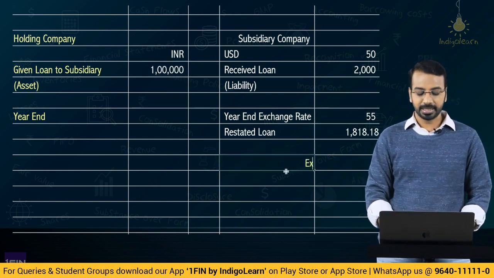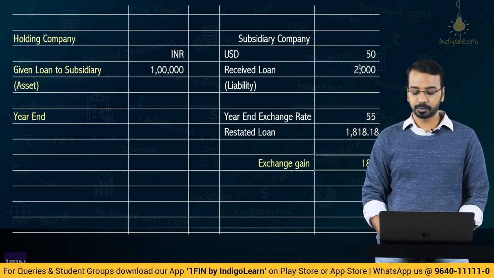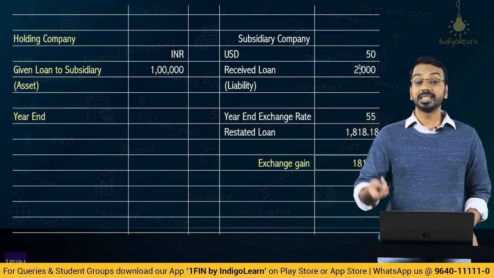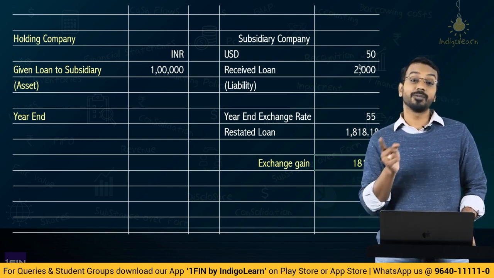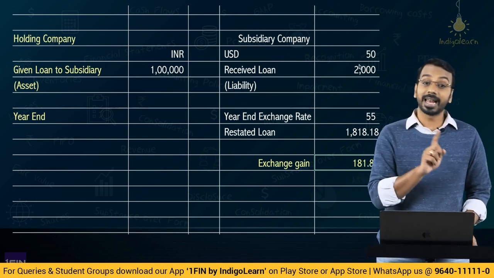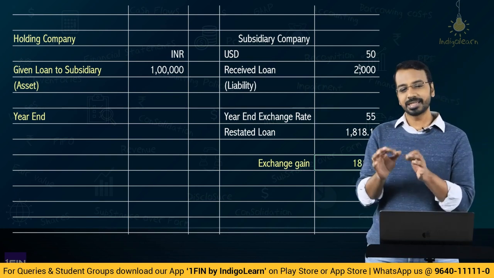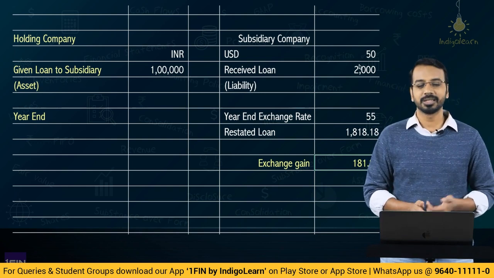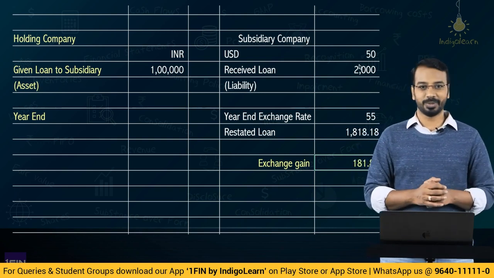What does that mean? It means that there is an exchange gain of 2000 minus 1818.18, which comes to 181.82, or you can round it off to 182. So basically, in the standalone financial statements, the subsidiary company will say, I have a monetary liability designated in foreign currency, let me restate that. Now once I restate that, there may be a gain or there may be a loss. Now where do you take this gain or loss? This gain or loss will be taken to the P&L in the standalone financial statements, right?